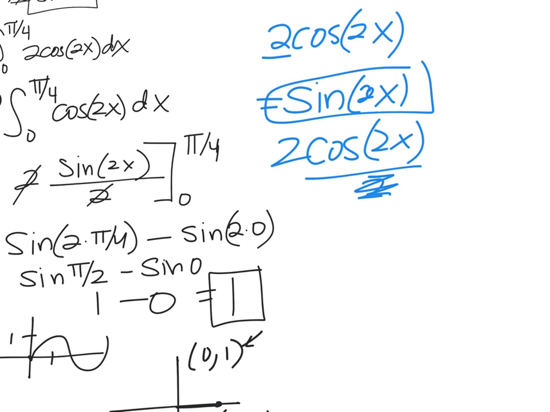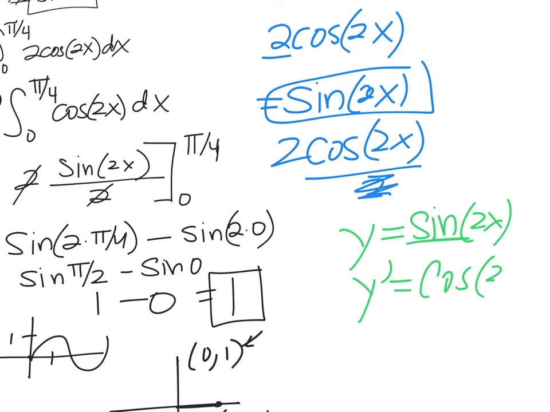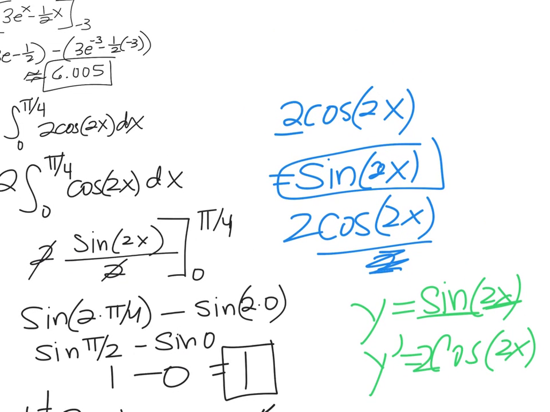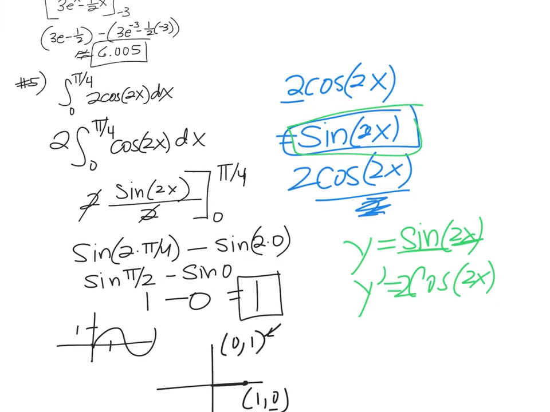So here, do this. If I say y equals sine of 2x, what would y prime be? Take the derivative of sine, which is cosine, and then the derivative of the inside, which is 2. So that's what that is. So then it has to be sine of 2x. I know those are really hard.